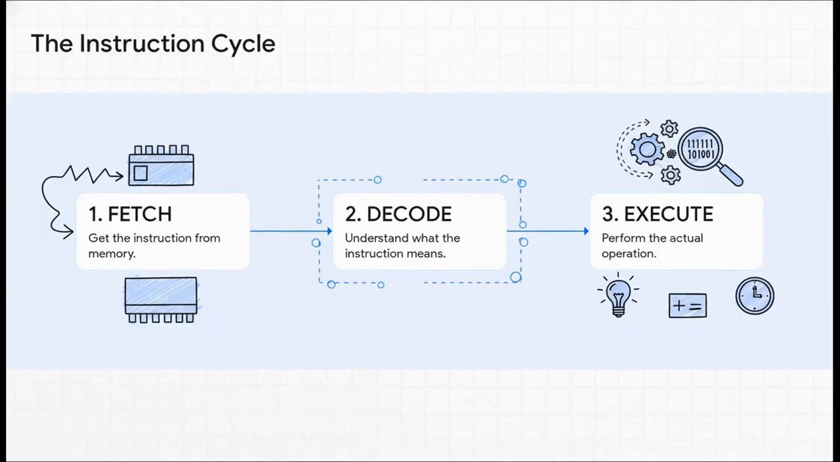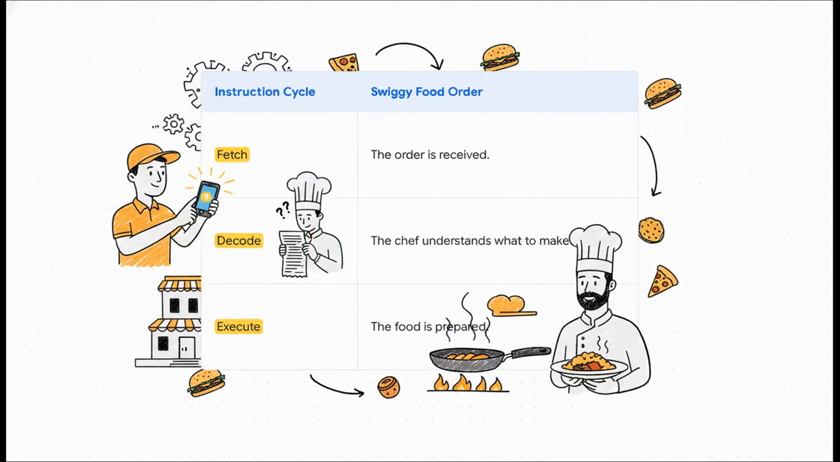And what are those steps? It's this simple: fetch, decode, and execute. That's it. Seriously, this little three-step rhythm is the bedrock of literally everything your computer does, from opening a file to playing a game. To make this super clear, let's bring back our chef.